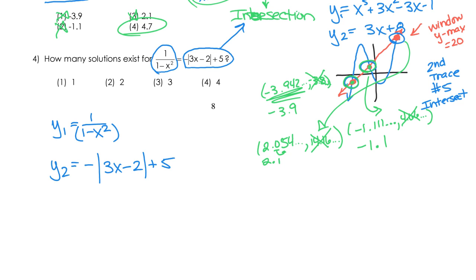We're going to hop down to y2, and we're going to hit the negative button first, and then we're going to go get our absolute value. So if you remember, second 0 is our catalog, and ABS, absolute value, is the very first thing. Type in 3x minus 2. Hop out of the absolute value bars and hit plus 5. Okay? Now that I have both of my equations in here, I'm going to go ahead and hit my graph.